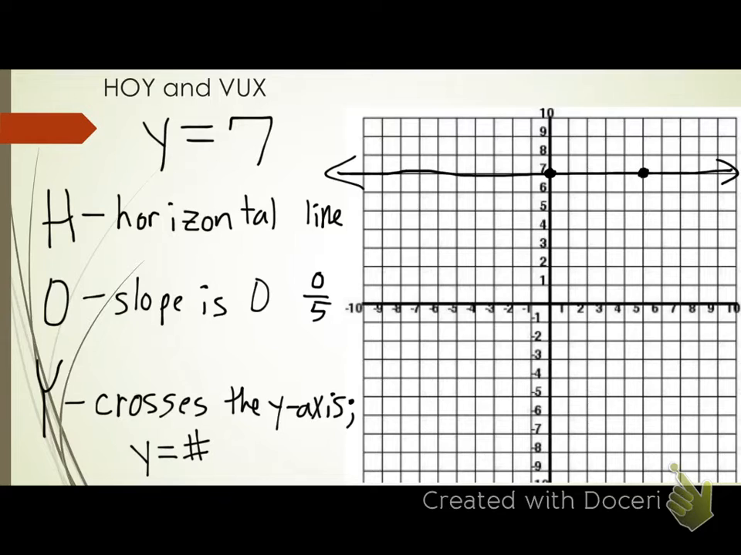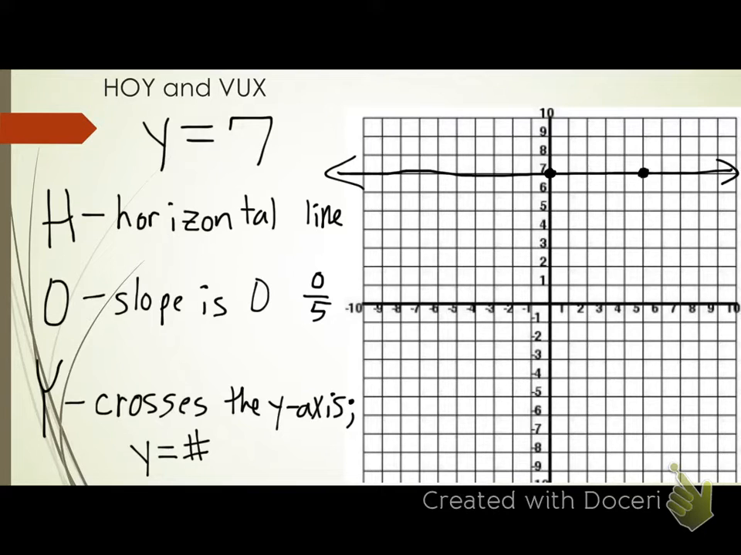Question? So, why wouldn't you go over 5 and up? Did I go up or down any from this point to get to this point? No, I didn't go up. I didn't go down. So there's 0 rise. Okay. Right? But I've got a little bit of a run, but 0 divided by any number is just 0. So if I went up 1 with that second point, it would be 1 over 5.